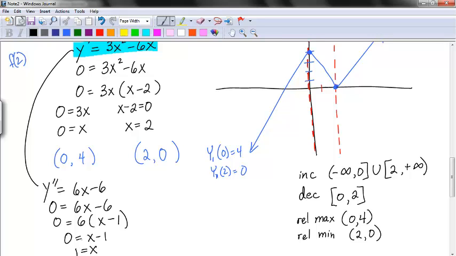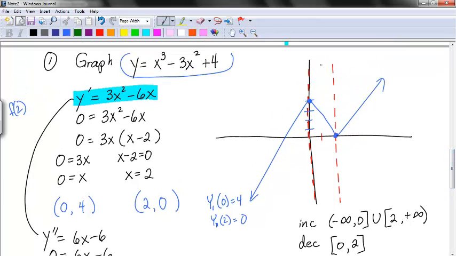Now pick a different colored pen or pencil. I'm going to use green. x equals 1. And separate your graph. Use another dashed line.